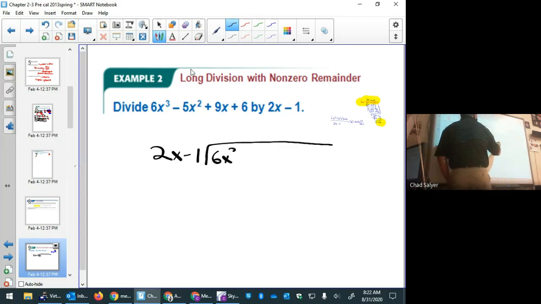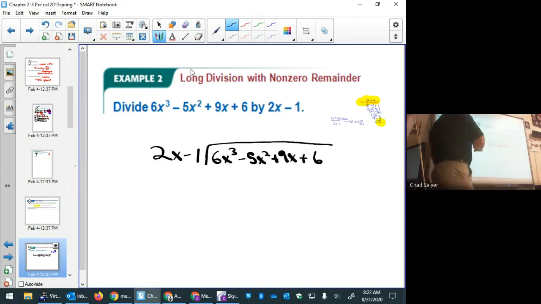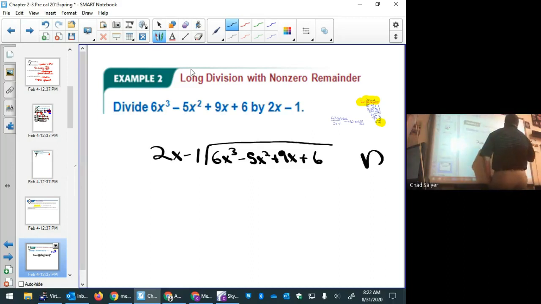6x minus 5x squared plus 6. Excellent. So does McDonald's sell burgers?